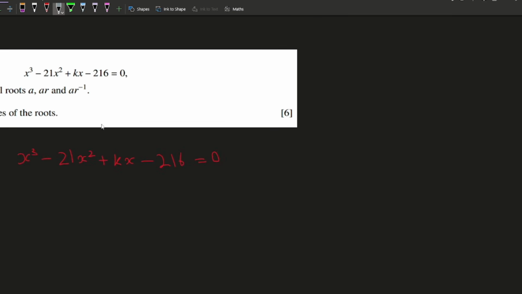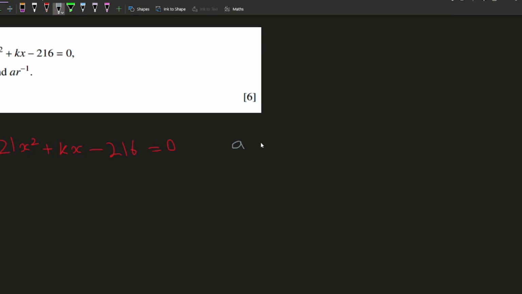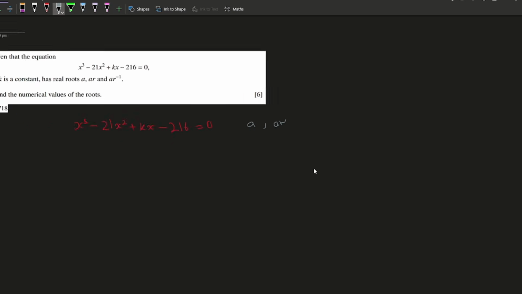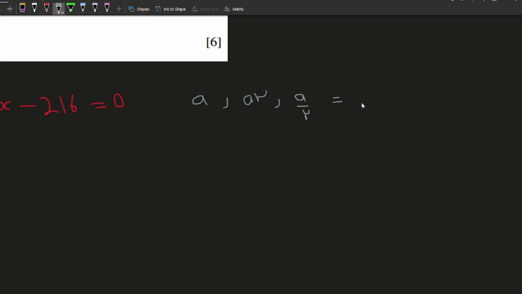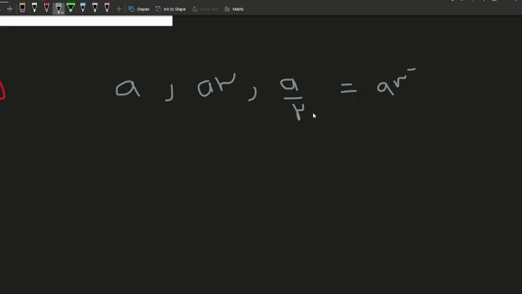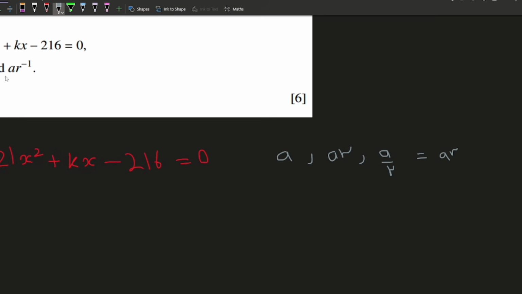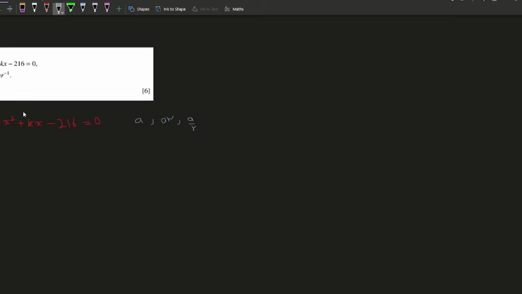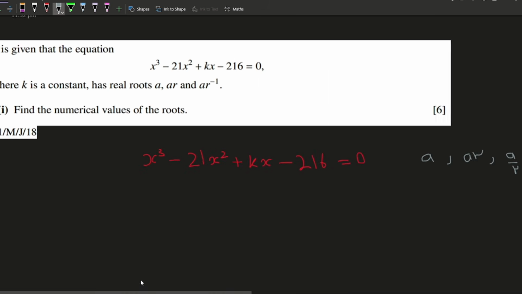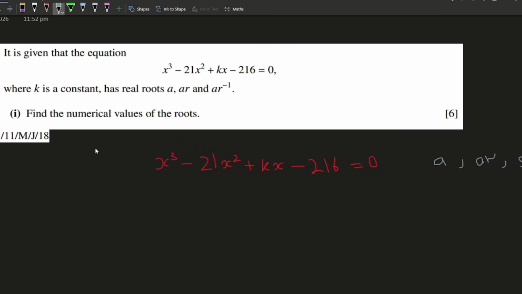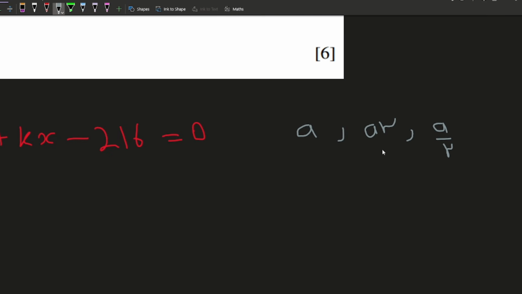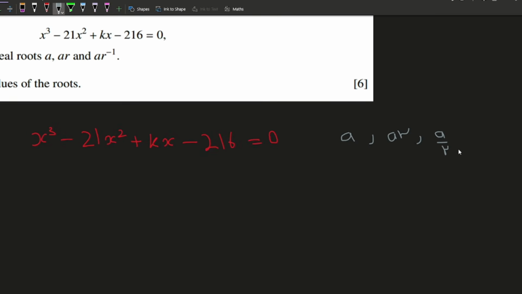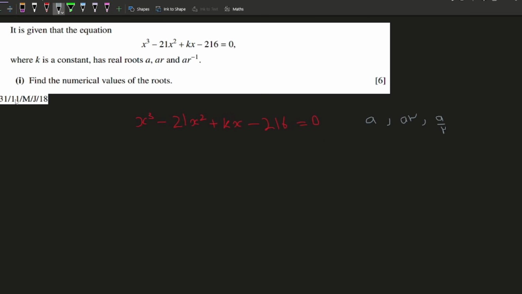What are the roots for this equation? A multiplied by r, and a over r, which is basically a r to the power minus 1. Since r goes up, it becomes r raised to the power minus 1. So let's write it as a over r, so things stay pretty simple for us. So yeah, the question is asking us to find the numerical values of the roots. So we have to find the value of a over r, a, and a multiplied by r. Okay, so how can we do that?